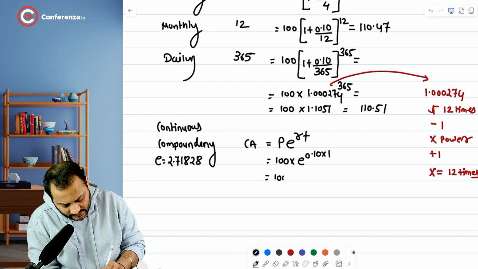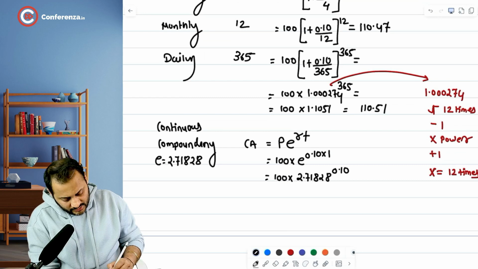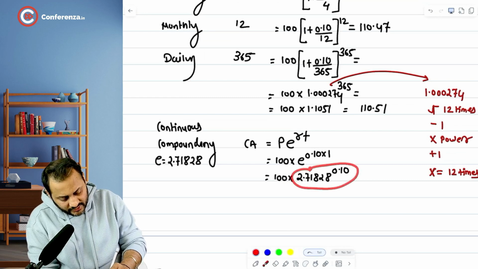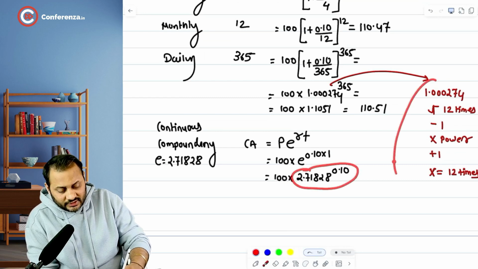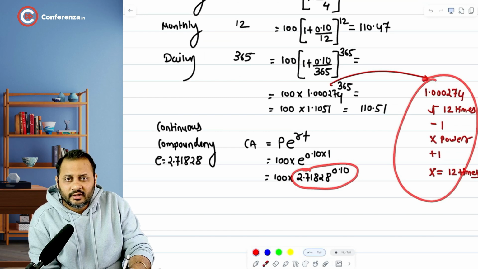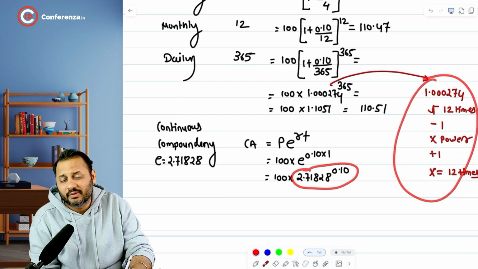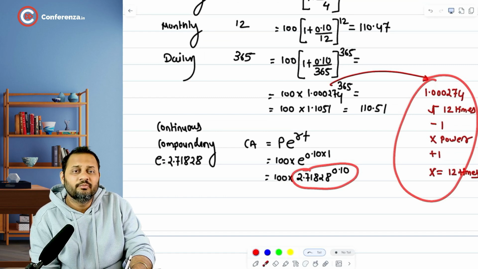It's very simple, sir. 100 multiplied by 2.71828 to the power 0.10. Now you can calculate this 2.71828 to the power 0.10 with this method. Keep 2.71828 on the calculator, press square root 12 times, then minus 1, then multiply by the power, that means 0.10, and then add 1 and press equals 12 times. That's it. You will get the answer.